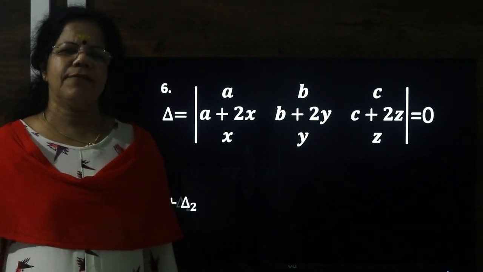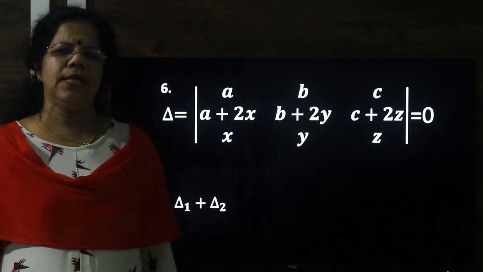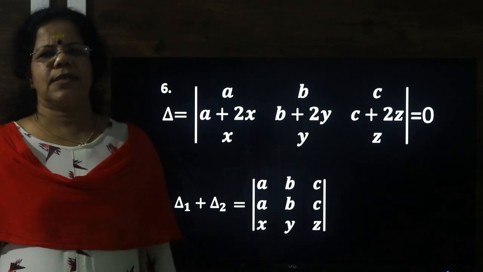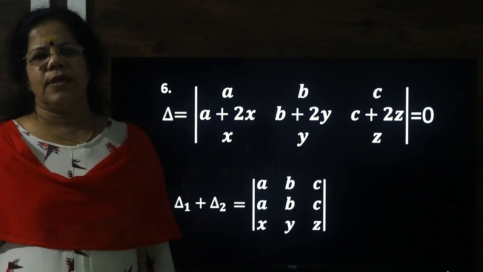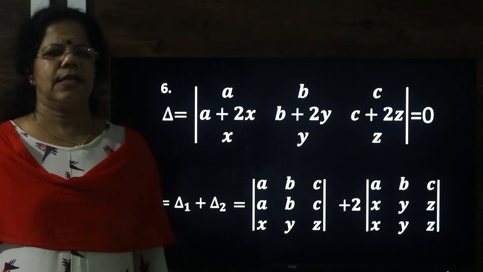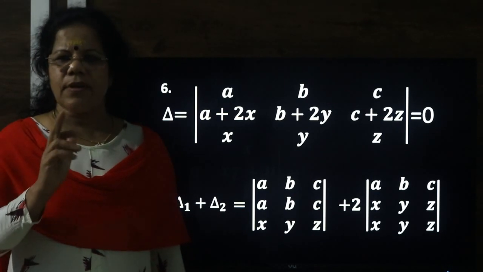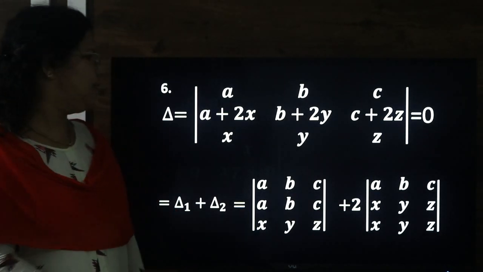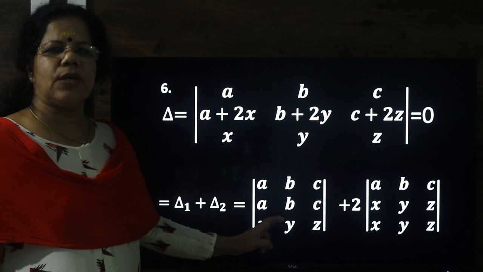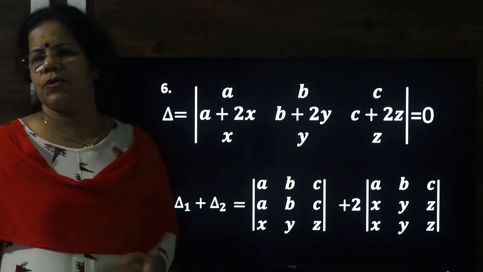You tell me what is delta 1? Delta 1 is determinant A, B, C, A, B, C, X, Y, Z. And what is delta 2? A, B, C, 2x, 2y, 2z, X, Y, Z. Now what is in delta 1? In delta 1, first row identical with the second row. R1 identical with R2, so it is 0.